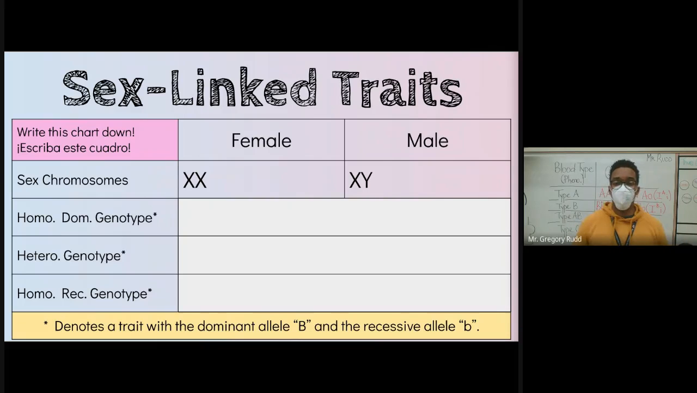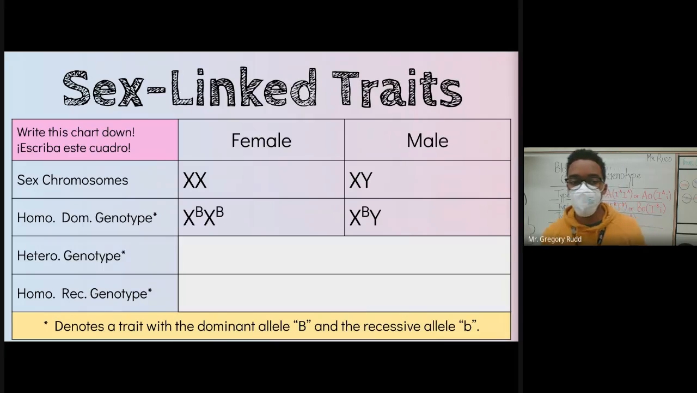Now, keep in mind, which chromosome gets the sex-linked traits? Let me rephrase it. Where do we find sex-linked traits? On which chromosome? On the X chromosome. So take a look at this. For homozygous dominant, Breon is correct. We use capital B's. But look what you're seeing. We only see the capital B next to the X chromosome. We don't see it next to the Y, because the Y chromosome does not carry sex-linked traits.